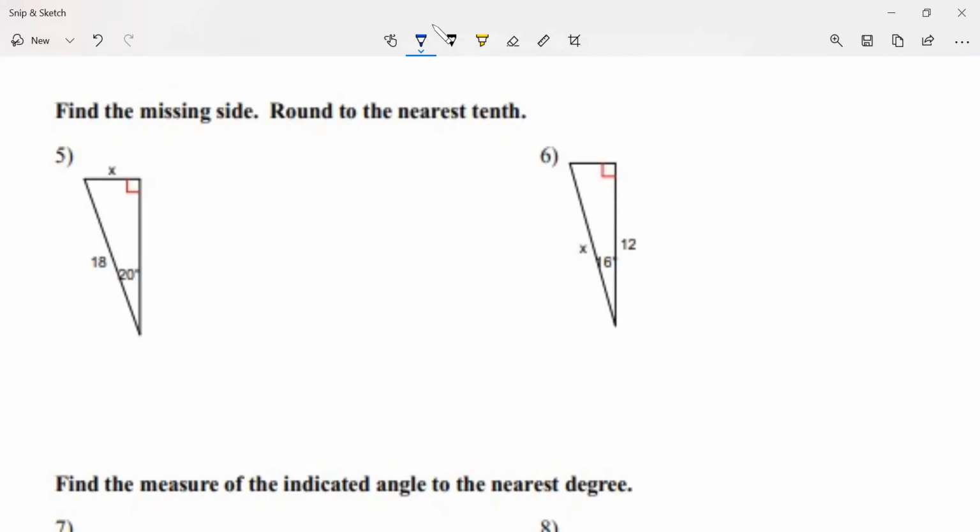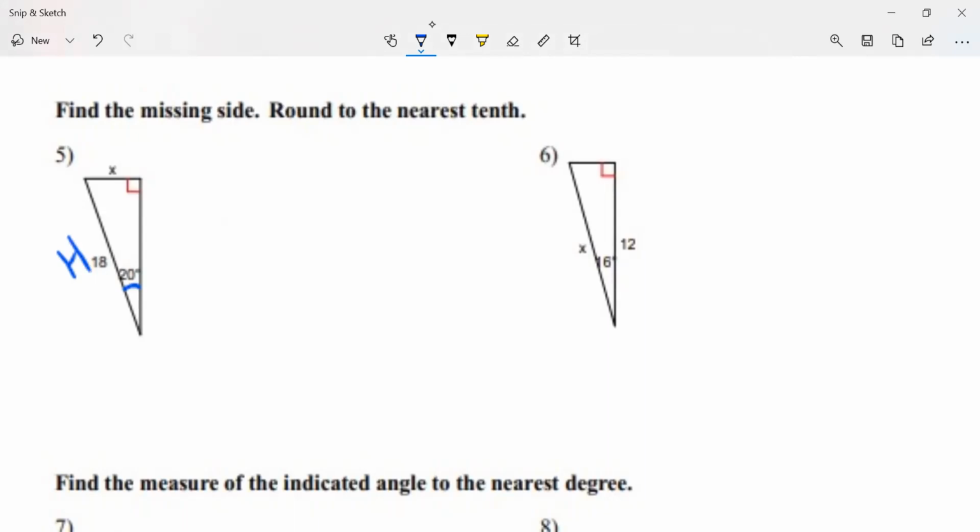Okay, so let me label the sides that we have. Right there, the 20 degrees, that's where theta will go. Remember I said theta was the Greek letter that meant angle measurement. 20 degrees is a measurement, so that's our theta. That 20 degrees is our theta. I know 18 in this case is the hypotenuse, the biggest side of the three.